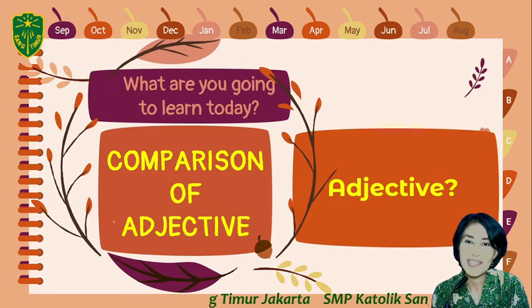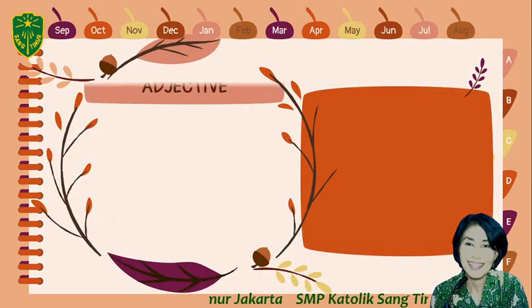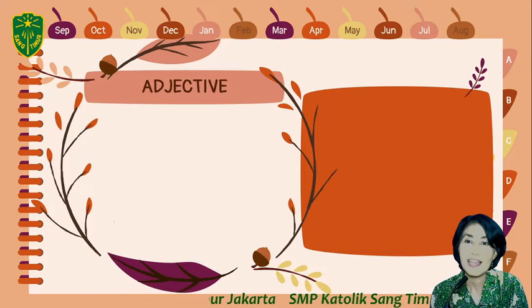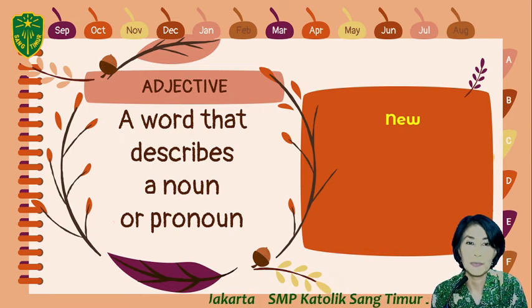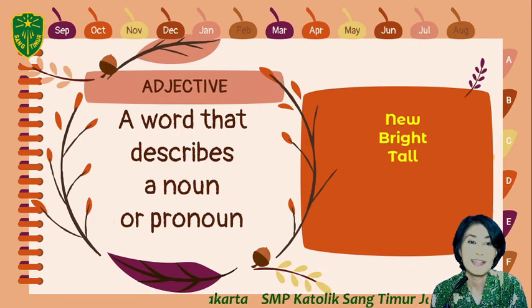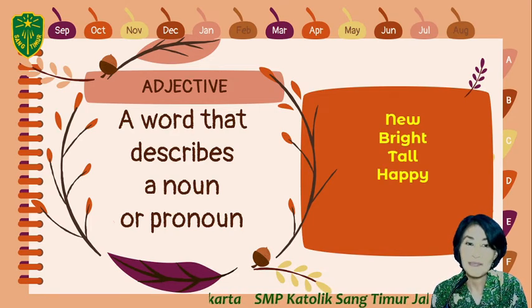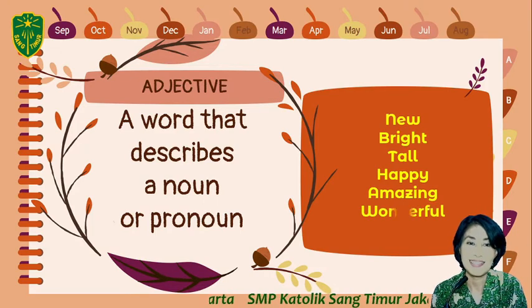Yes, we are going to learn comparison of adjectives. So, do you remember what an adjective is? Okay, an adjective is a word that describes a noun or pronoun. For example, new, bright, tall, happy, amazing, wonderful.